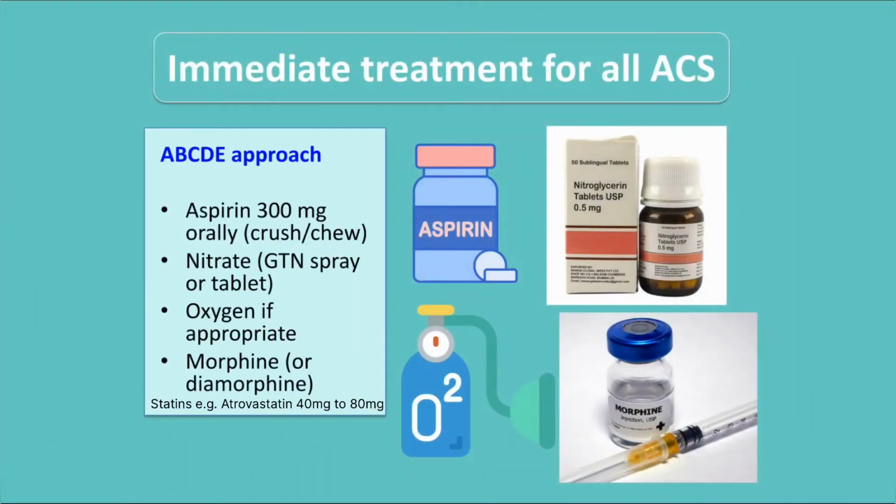What are the treatments for all MI? For all MIs, all acute coronary syndrome, all patients should receive aspirin 300 milligram, either crushed or chewed. Before giving aspirin, you have to ask if the patient has a history of acute peptic ulcer disease, asthma, or allergy to aspirin. Nitrate, either GTN spray or the tablets which are available, also called Angiseed in our hospital.